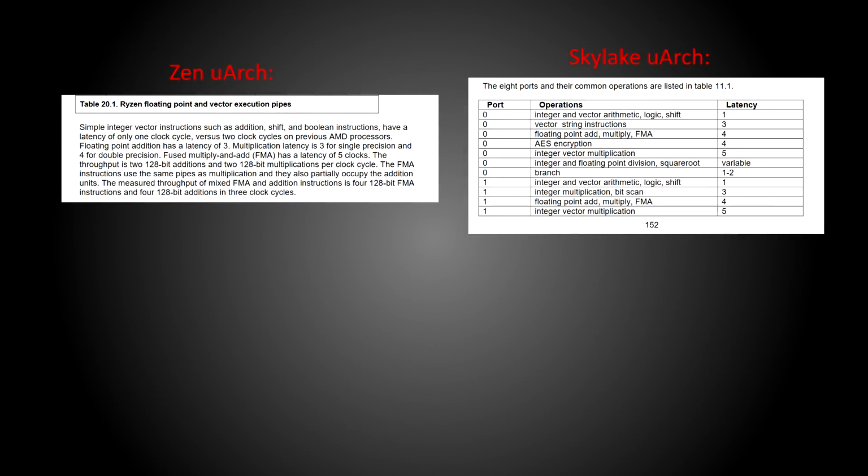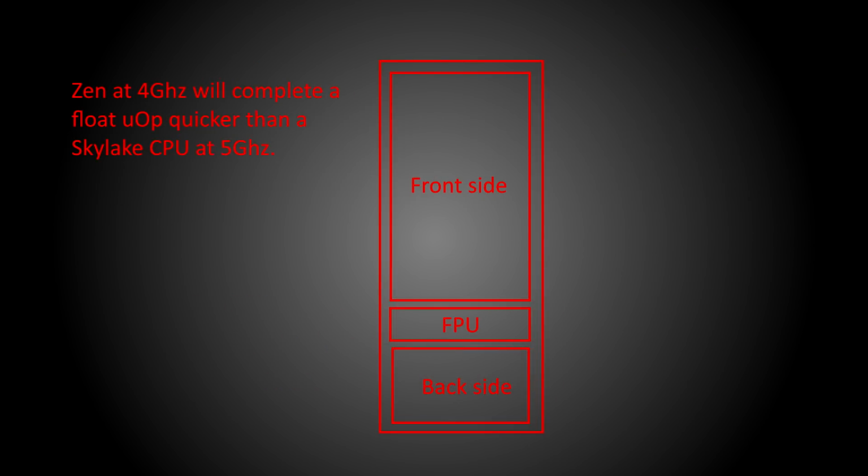On both architectures, simple integer arithmetic takes only one clock cycle to complete inside the ALU. However, float addition for Zen takes 3 cycles compared to Skylake's 4 cycles, actually making Skylake's FPU addition throughput at 5 GHz slightly lower than that of Zen running at 4 GHz. This of course doesn't mean that the Zen CPU will do more floats in the same time, as this is the peak theoretical FPU throughput.